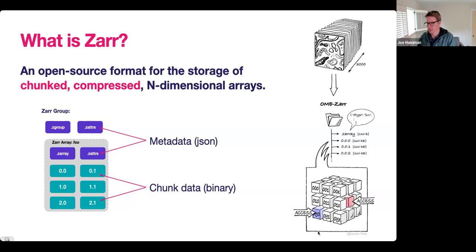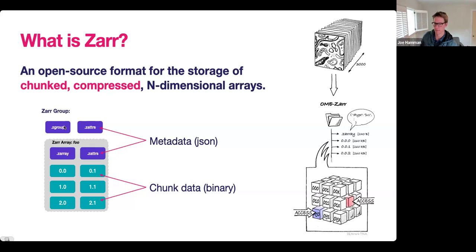So here we have the Rubik's Cube. Each kind of corner of that Rubik's Cube is its own block. We call that a chunk. We take the data that's in that chunk and we compress it using BLOSC or LZ4 or something like that. And then we store those compressed bytes.